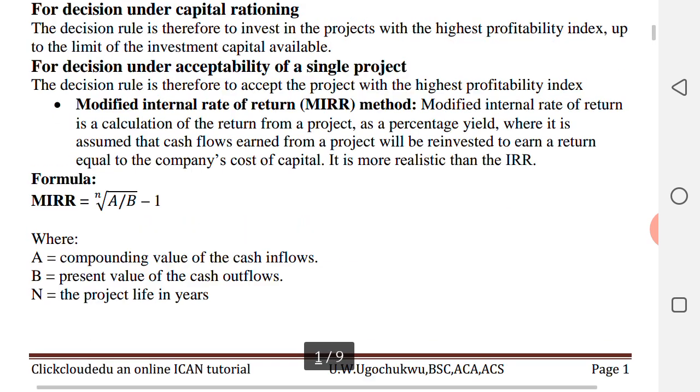So another method, but this is more advanced, is the advance of the IRR, which is called the modified internal rate of return. Modified internal rate of return is calculated as the return from a project as a percentage yield, where it is assumed that cash flows earned from a project will be reinvested to earn a return equal to the company's cost of capital. It is more realistic than the IRR.